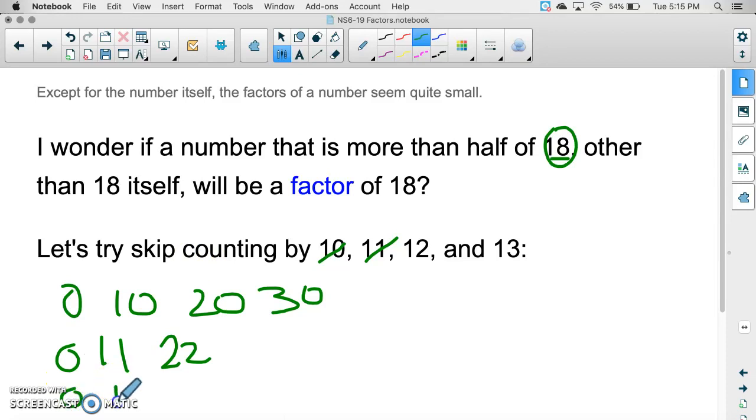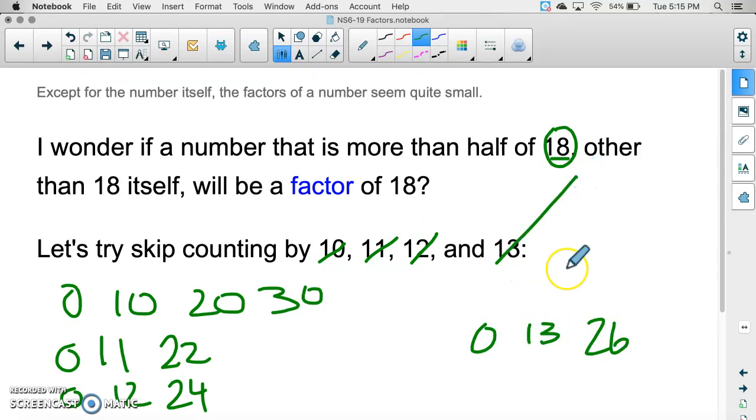We have 0, 12, 24. Nope, already past 18. And now let's try 13, which would be 0, 13, and 26. 13 doesn't work either. So we always pass 18 really quickly. Why is that? Because when a number is more than 9, double the number would be more than 18.